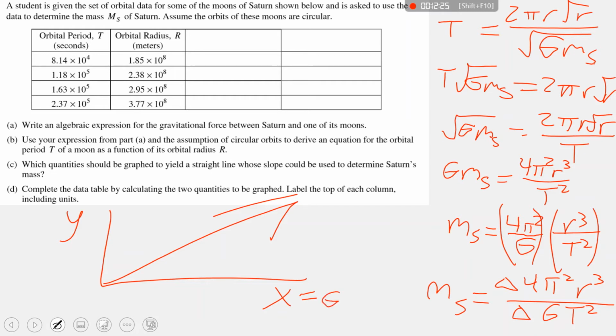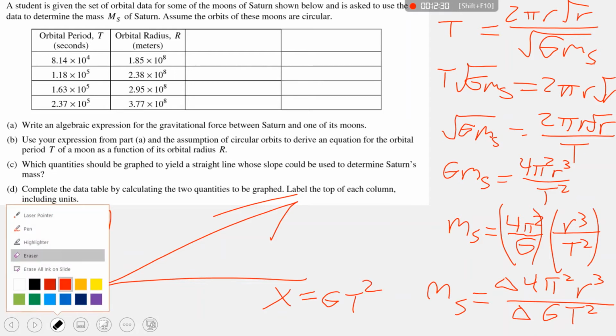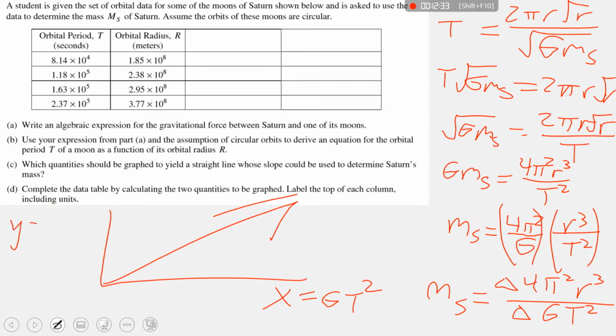Okay, so x would be G t squared, and our y would be 4 pi squared r cubed. Okay, so why am I doing this? If we put it in the chart and then plot it and make a best fitting line, then the slope will be the mass.